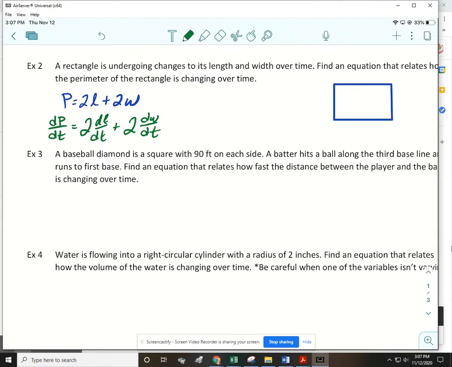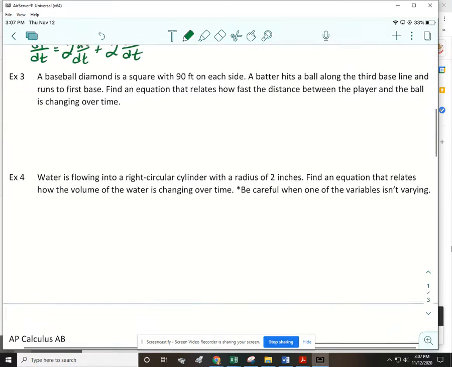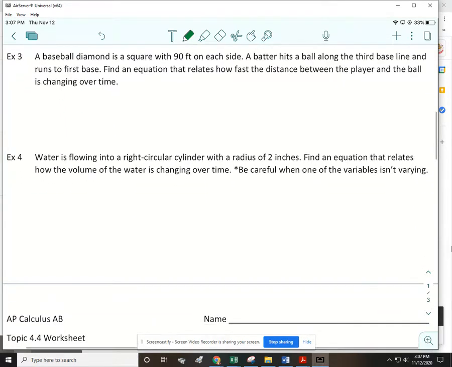Okay. For example 3, a baseball diamond is a square with 90 feet on each side. A batter hits the ball along the third base line and runs to first base. We're going to find an equation that relates how fast the distance between the player and the ball is changing over time. So let me see if I can draw a baseball diamond real quick.